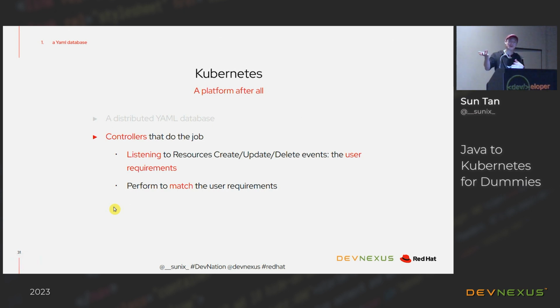But in Kubernetes, there are not only resources, these objects. There are also what we call controllers. Controllers are like processes. They will listen to the creation, update or deletion events of any resources, and they will do something, depending on the implementation. I can create my own controller, and when I get an object that is created, I can do whatever I want. It's up to me.